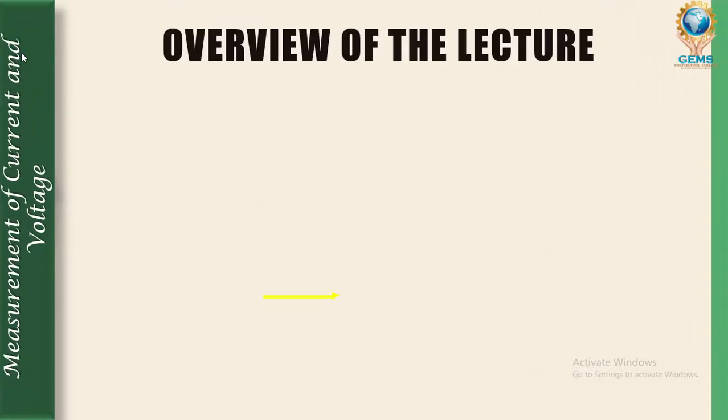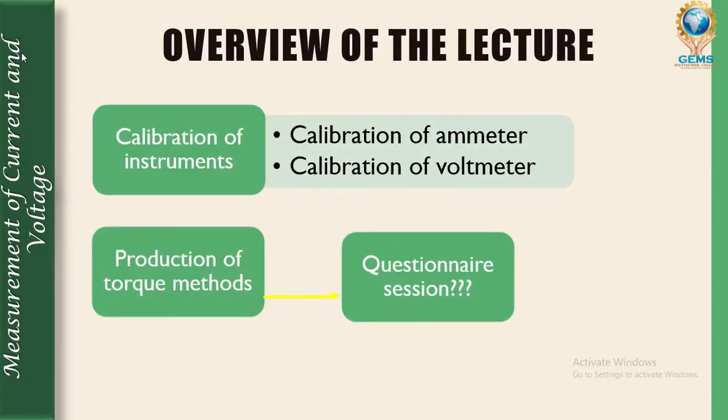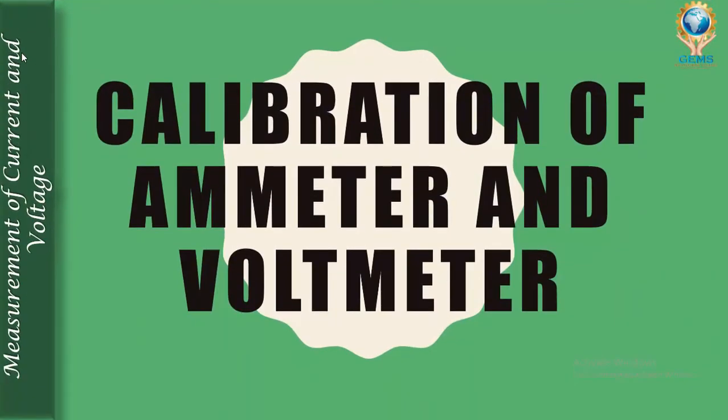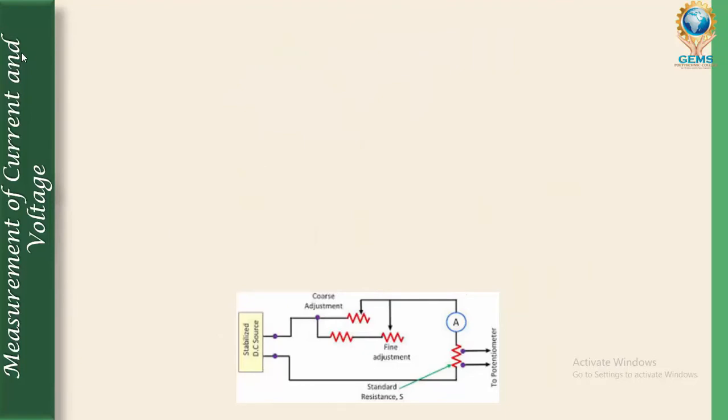So in today's lecture we will see the following contents: calibration of instruments. We will see how to calibrate an ammeter and a voltmeter, and the next topic will be production of torque methods. So how torque is produced and how do you measure torque. First we would see the calibration of ammeter and voltmeter.